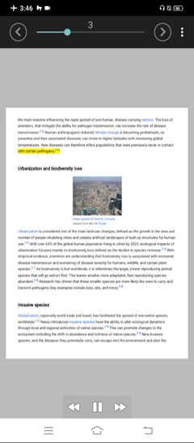Urbanization and biodiversity loss. Urban sprawl of Toronto, Canada, viewed from the CN Tower. Urbanization is considered one of the main land use changes, defined as the growth in the area and number of people inhabiting cities and creates artificial landscapes that build up structures for human use.